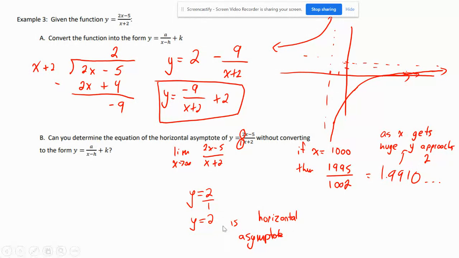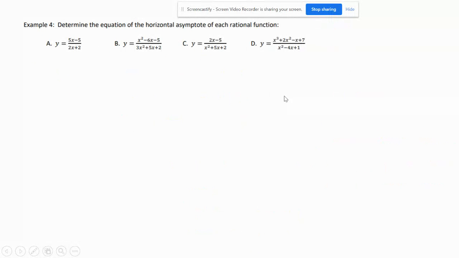All right, and so that's how that works over there. All right, example 4, determine the equation of each horizontal asymptote of each rational function. Because we're going to examine the coefficients of the numerator and the denominator. So in this case, I'm looking at the 5 over 2. For this one, it's going to be 1 over 3. You're looking at this 3, so 1/3 is going to be the horizontal asymptote here.